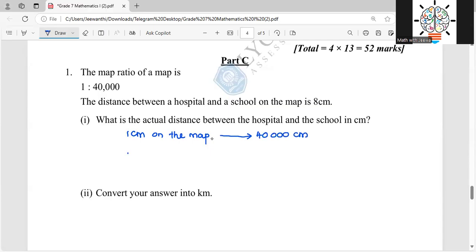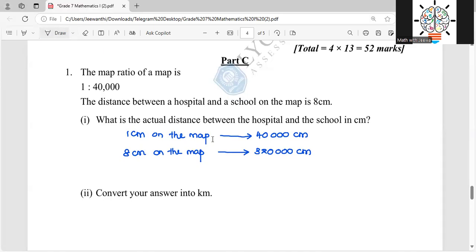Now, what they are telling us is that we want to find it if it is 8 centimeters on the map, right? So you multiply this by 8, and that becomes 320,000 centimeters. They have asked us to write it in centimeters. The next question, you want to convert your answer into kilometers. 8 times 4 is 32, and all the other zeros I wrote as it is.